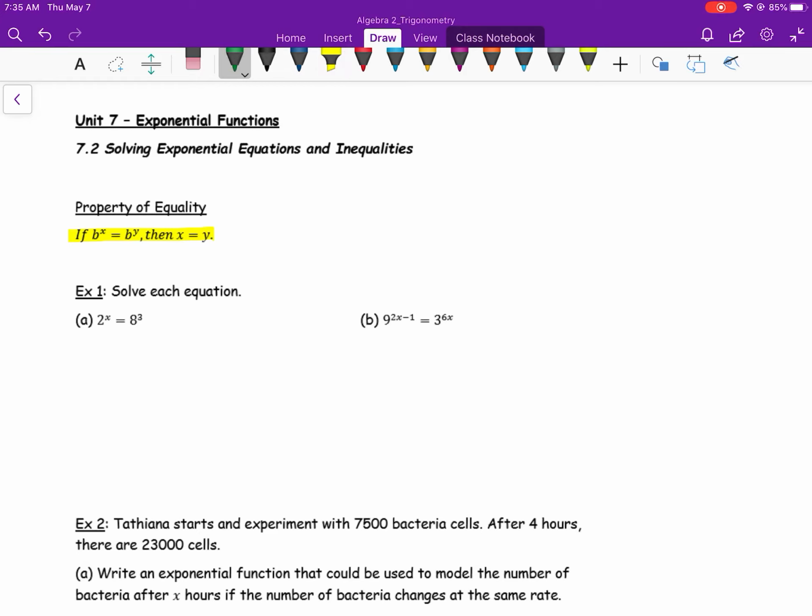So basically, the bases need to be the same. Okay, and that's usually our first step. And then our second step is then set the exponents equal to each other and then solve.